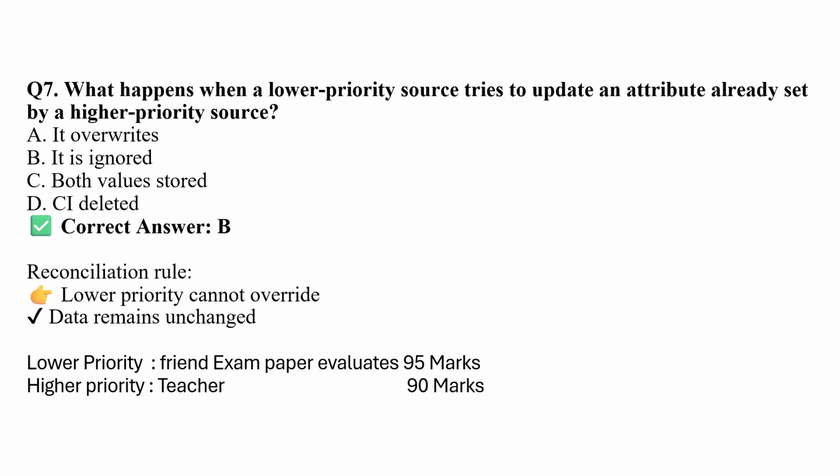So lower priority versus higher priority. Lower priority: friend evaluates with 95 marks. Higher priority: teacher evaluates with 90 marks. Then which will get the higher priority? Teacher only, no? The same logic applies here.